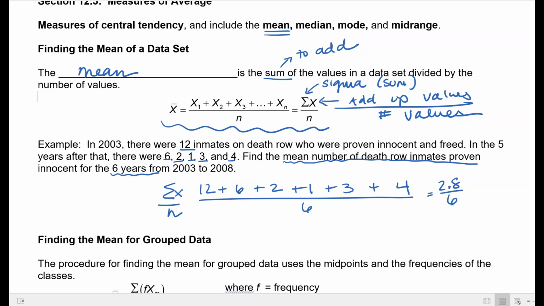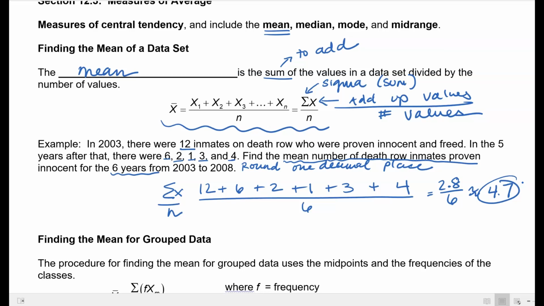And with all of these problems in Connect, just like any other module, you just want to make sure that you pay attention to the directions in terms of rounding. So let's say, this doesn't say in the problem, but let's say we're going to round to 1 decimal place. Okay, so if we divide this, we end up getting approximately 4.7 for our average. Okay, so that was pretty straightforward.